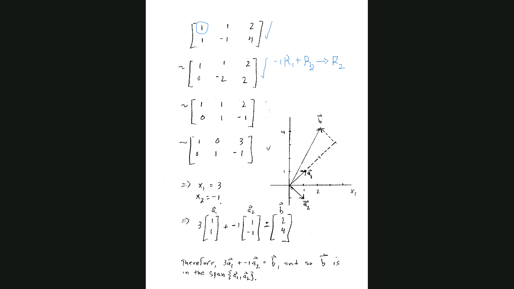Okay. Of course, I want this -2 to be a 1, so I'll take -1/2 times the second row and replace the second row with that result. And of course, by row, I mean equation.